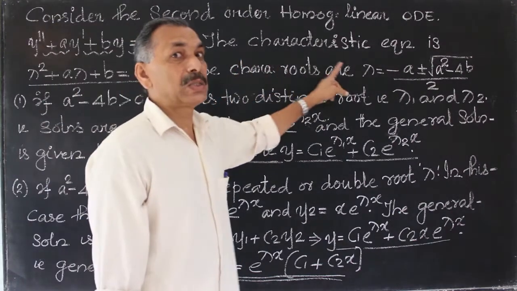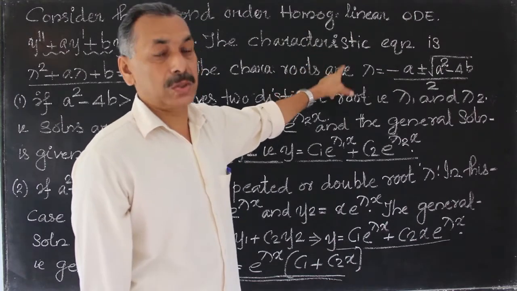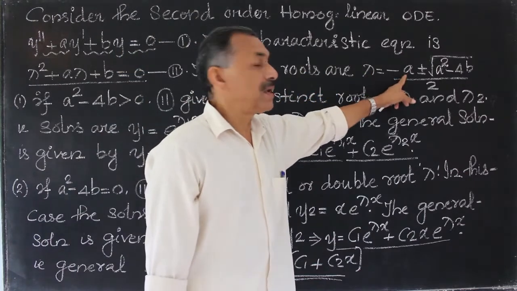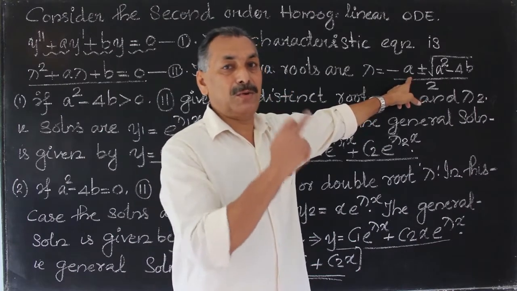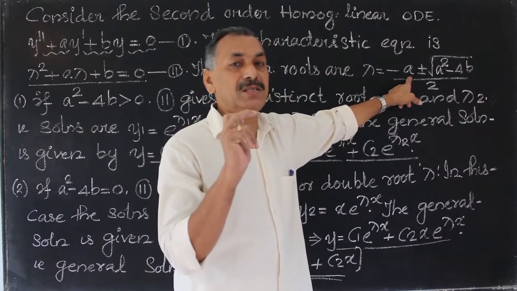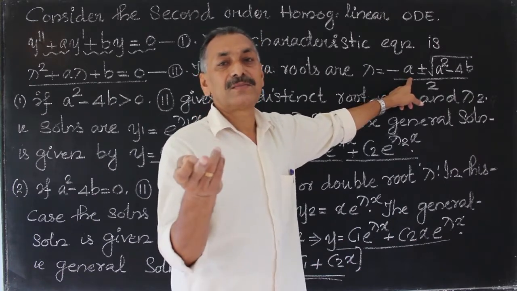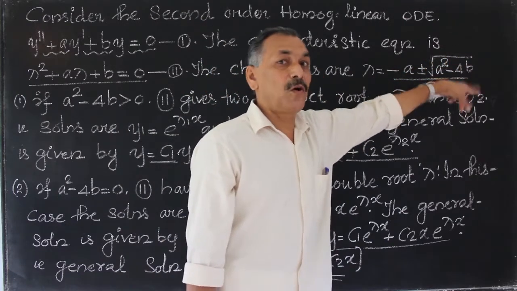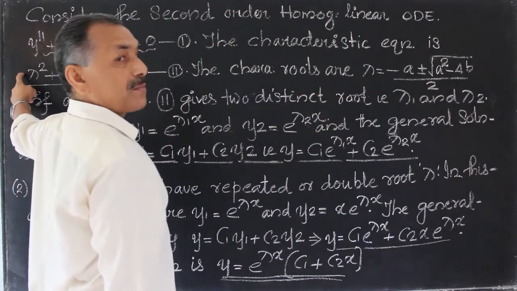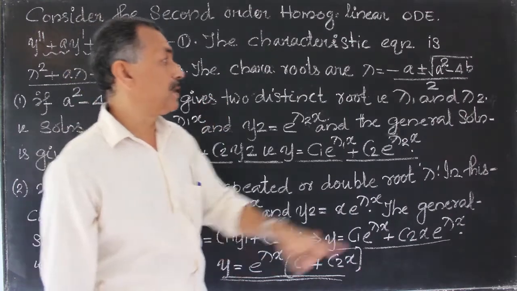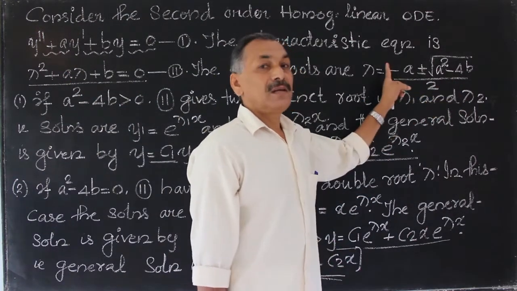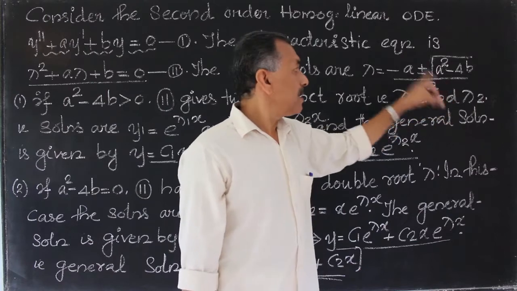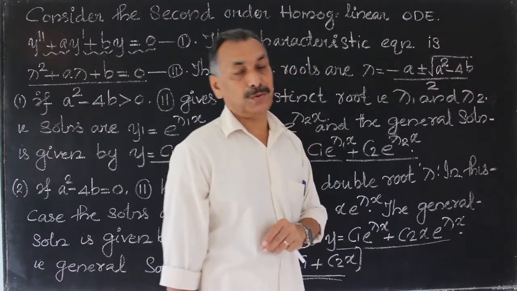The roots of the characteristic equation are defined as the characteristic roots. For ax² + bx + c = 0, the roots are x = (-b ± √(b² - 4ac)) / 2a. For our equation, the coefficient of λ² is 1, the coefficient of λ is a, and the constant is b. So the characteristic roots are (-a + √(a² - 4b)) / 2 and (-a - √(a² - 4b)) / 2.